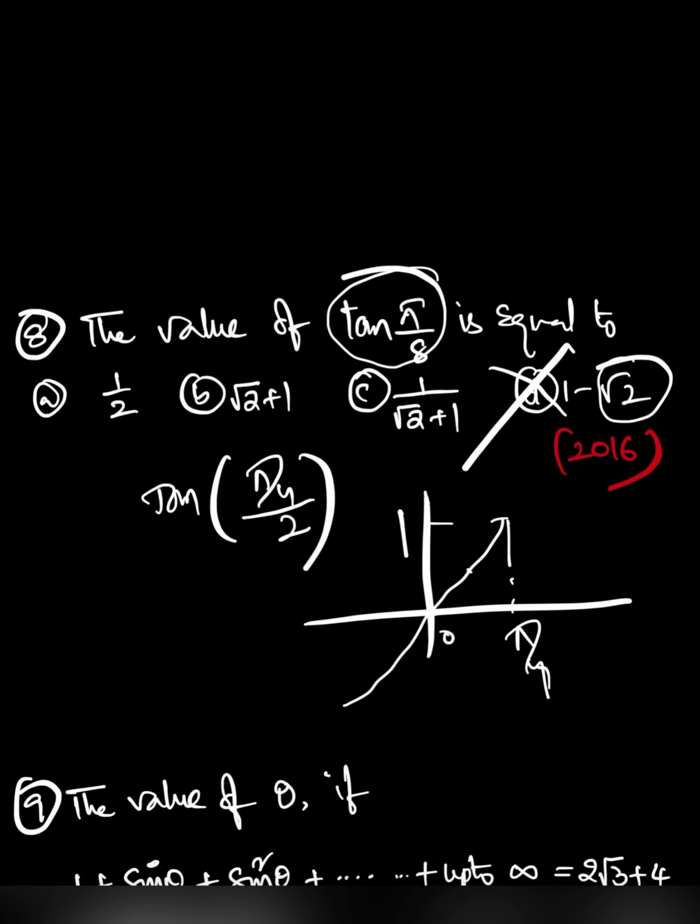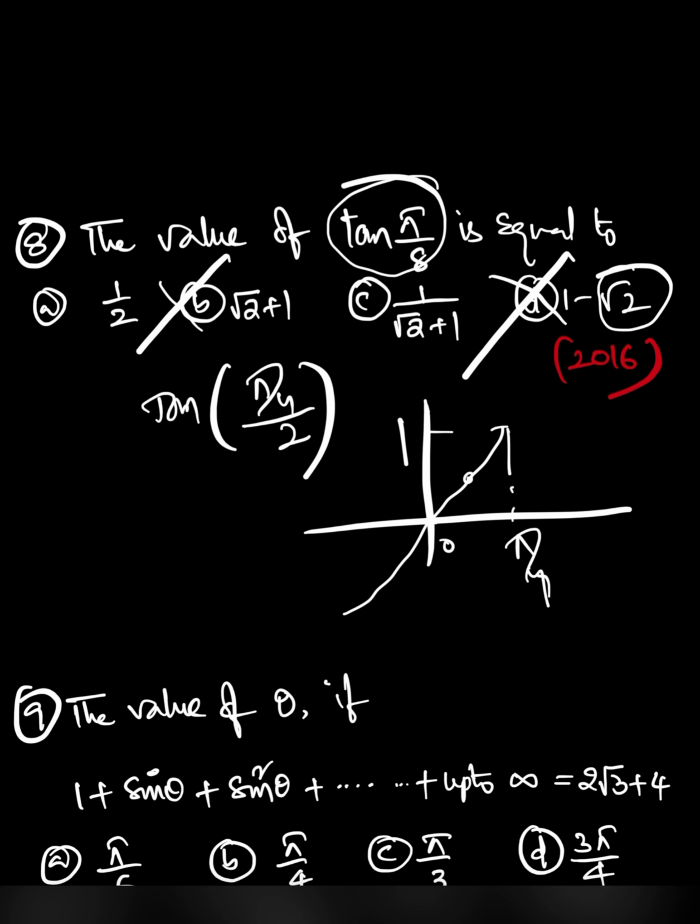You won't get this. And root 2 plus 1, we won't get this either, because it is not more than 1. Because tan pi by 4 value is only 1, it should be lesser than 1, right? Now, the option should be either A or C, right? This will be the best elimination trick.